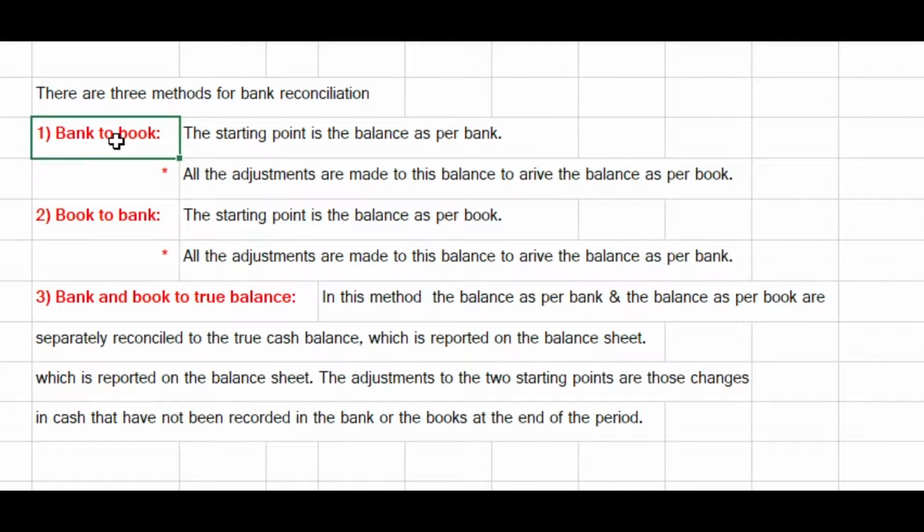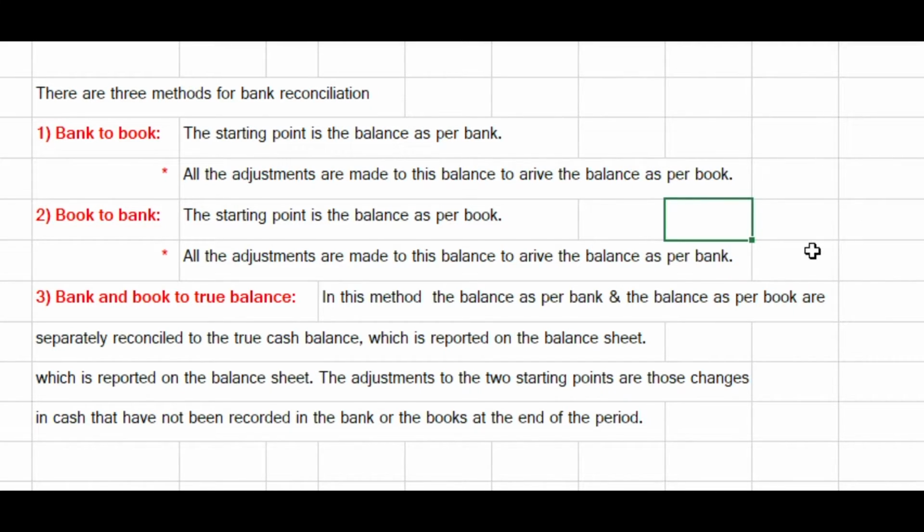Number 1. Bank to book. The starting point is the balance as per bank. All the adjustments are made to this balance to arrive at the balance per book. Means we are taking the bank balance and we are making some adjustments and finding the balance as per book.